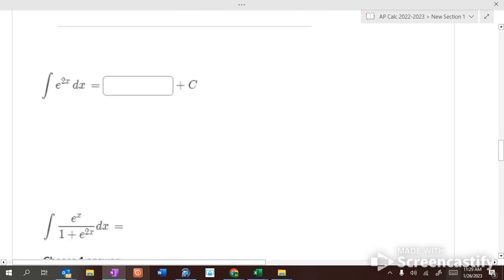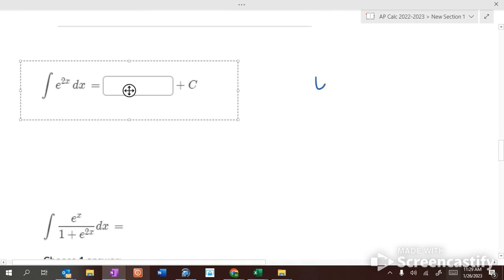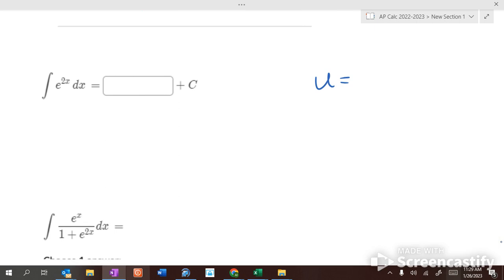Okay? No multiple choice in this one. What is u? U is 2x. What would du be? 2 dx. I don't see a 2 dx here.